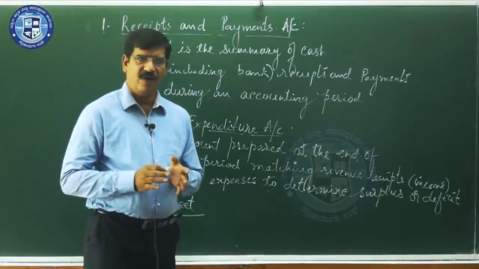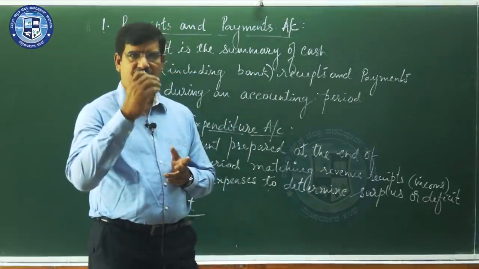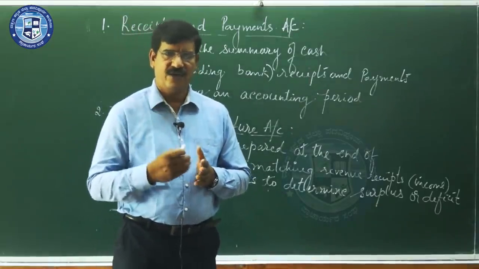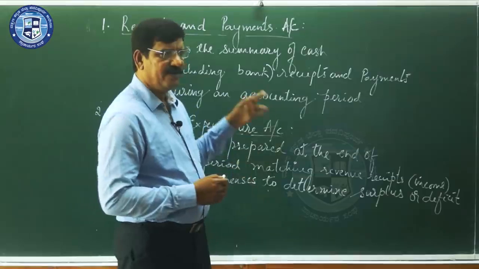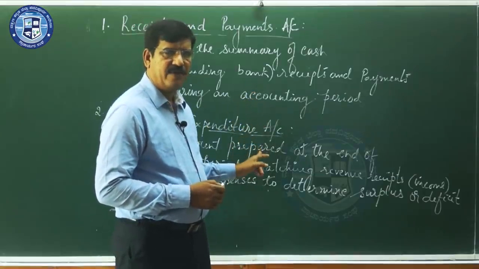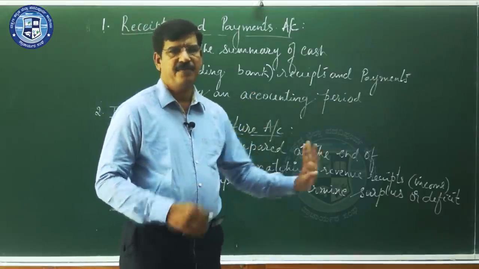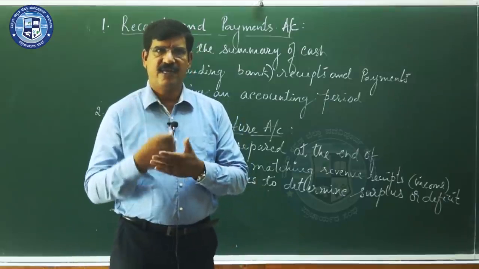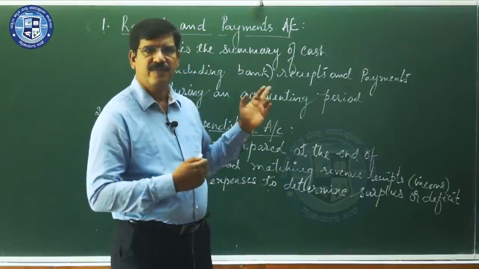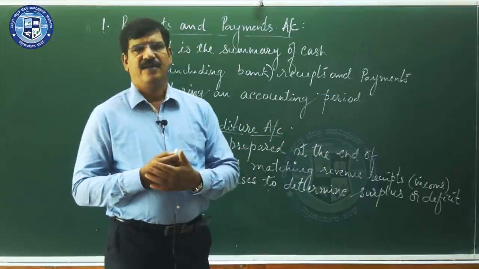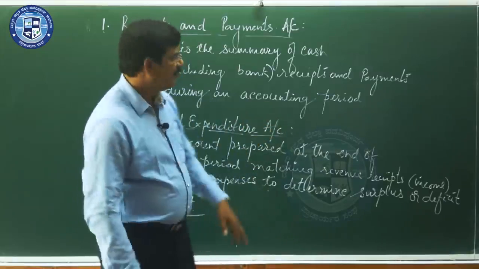A not-for-profit organization maintains three important documents. It is mandatory also. They prepare a receipts and payments account, an income and expenditure account, and a balance sheet. Let's understand the meaning of receipts and payments account as well as income and expenditure account.